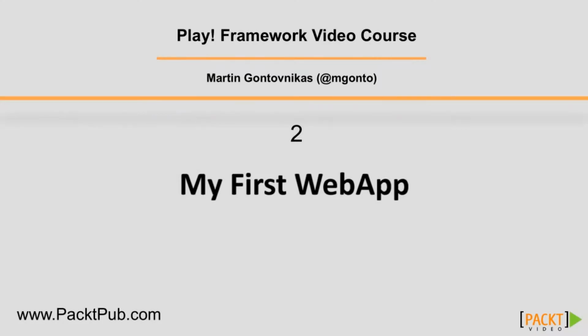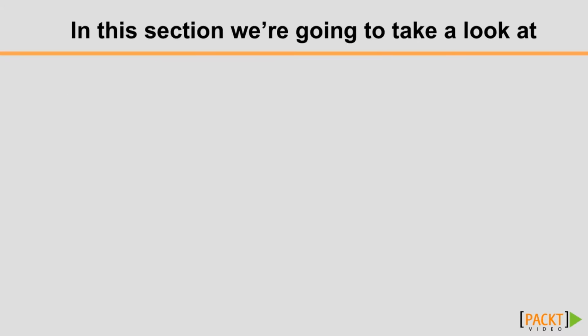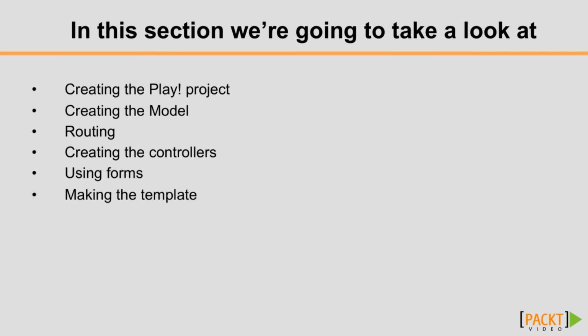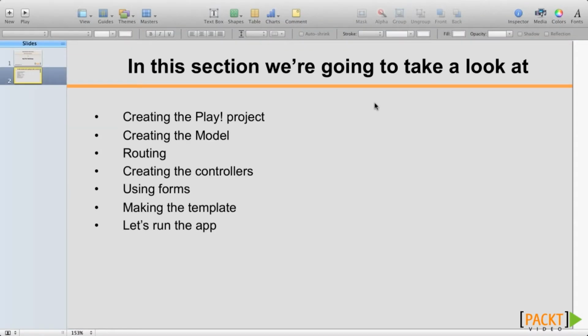Hi. Now we understand what Play is and what it stands for. Now it's time to start learning how to use it. In this section, we're going to build our first web application. For that, we're going to create the Play project, we're going to create the model, then we're going to route requests to it, then we're going to create the controllers, we're going to use forms to post new data, we're going to make the template, and finally, we're going to run the application. The application we're going to be building is an agenda.